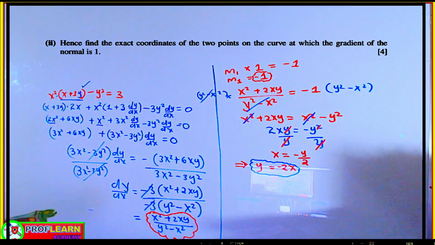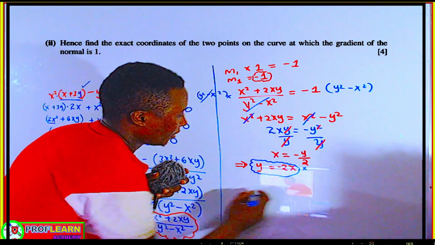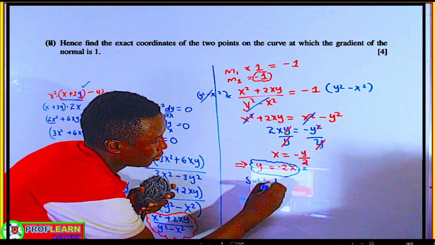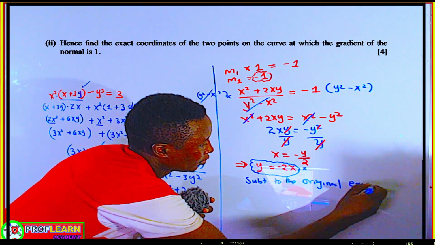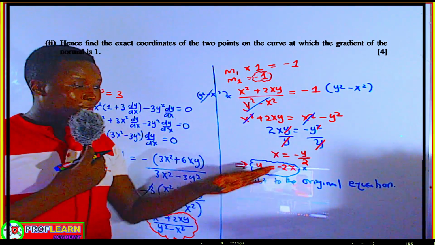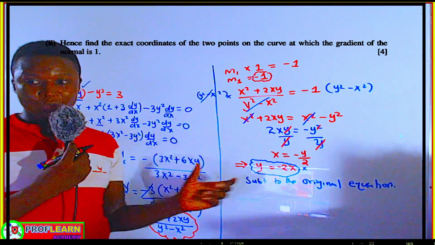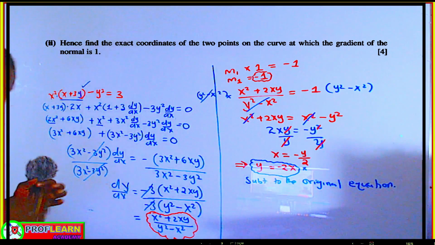So we are going to find the exact coordinates of the 2 points on the curve at which the gradient of the normal is 1. This value that we have gotten will be substituted into the original equation so that we can form a quadratic equation that we are going to solve. Once we solve that equation, we will know the coordinates they are talking about.